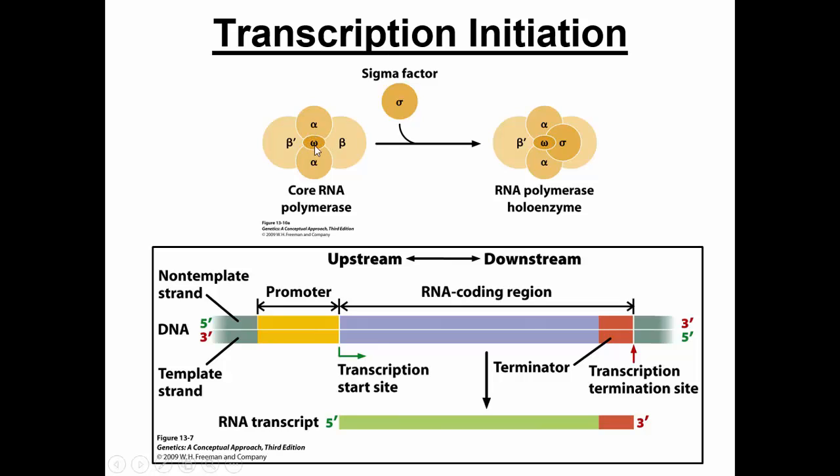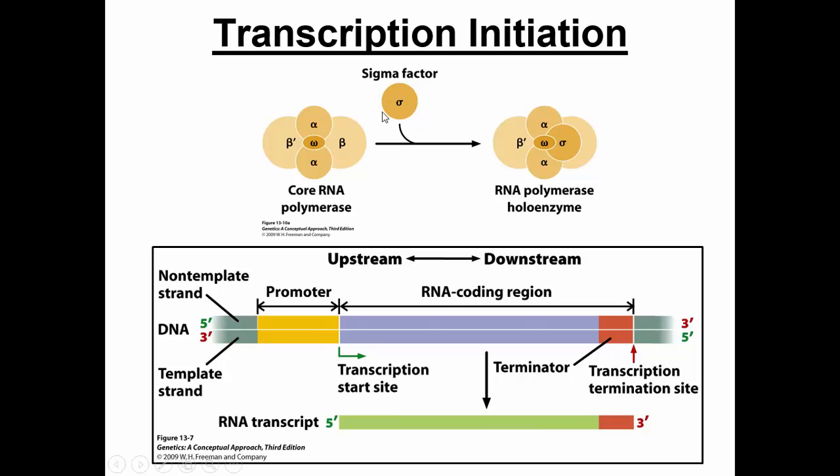The omega subunit, to me, looks like two little tires, and so I think of it as holding the train on the tracks. In other words, the job of the omega subunit is to hold the RNA polymerase on the DNA while it's transcribing. If you didn't have it, you'd get transcription, but the polymerase would keep falling off and you'd get shorter transcripts than you should.